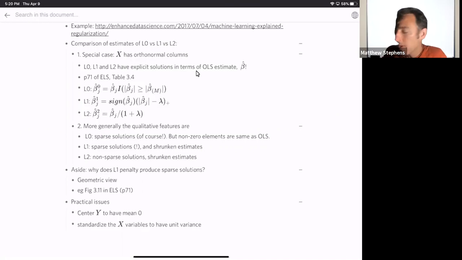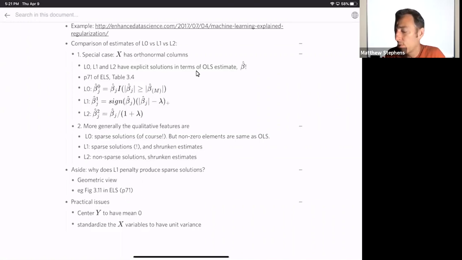Okay. What about the L1 solution? Essentially what this says is take away lambda from the ordinary least squares estimate and take the positive part of that. So if your estimate is bigger than lambda in absolute value, you basically just subtract lambda from its absolute value. Whereas if it's smaller than lambda in absolute value, you set it to 0, because after you subtract lambda from it, the positive part is 0. I'll draw a picture in a minute, but let's just talk about the L2 case.